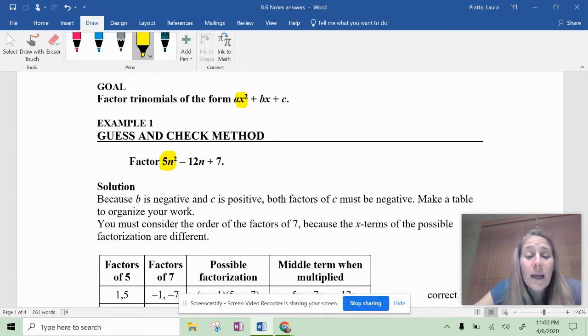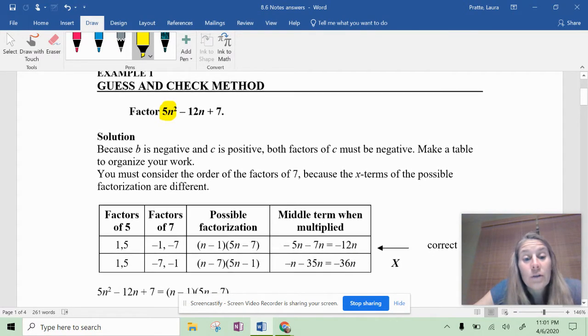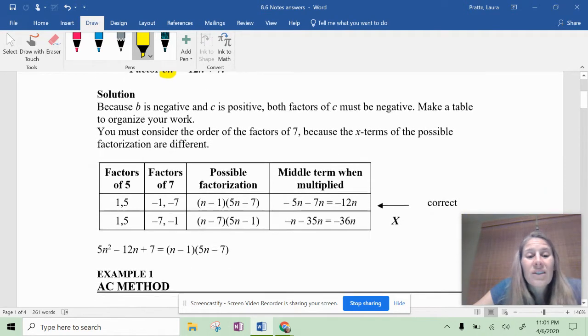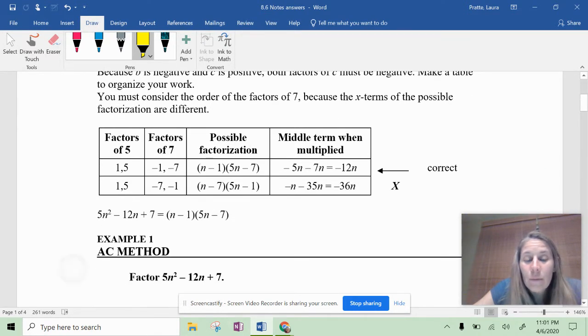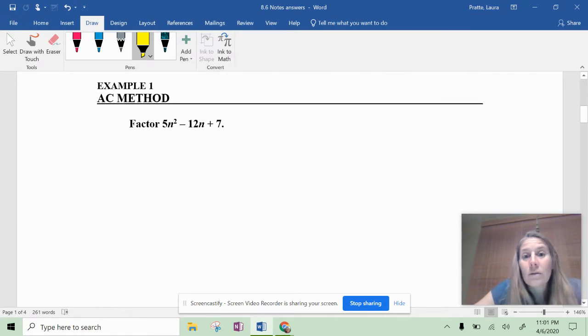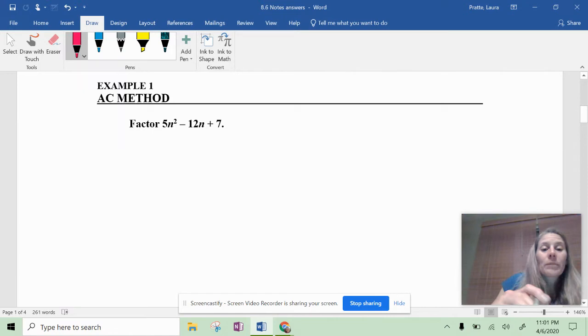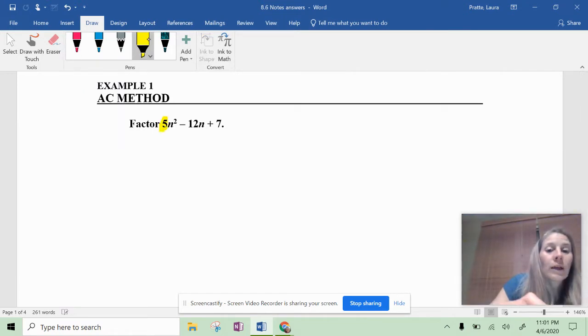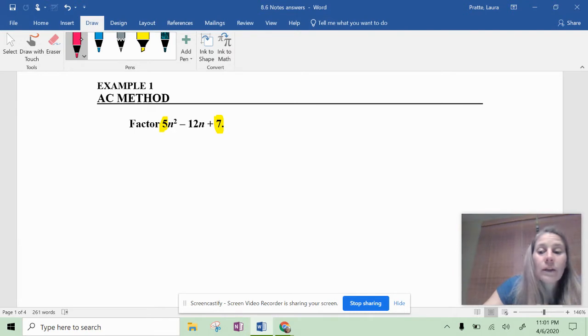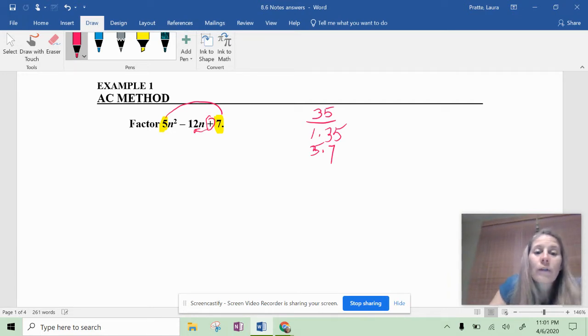So what we're going to have to do instead, well, you could guess and check, and here's a little explanation of that, but because that can be tedious and in some problems there's a lot of options, that's why we do the AC method. So the first step to the AC method is multiplying your A and your C, and that's why we call it the AC method. So 5 times 7 is 35. So then we figure out what numbers multiply to 35, the factors of 35. So this is where you use your factor sheet. And which of those pairs is going to add up to get this negative 12 in the middle?